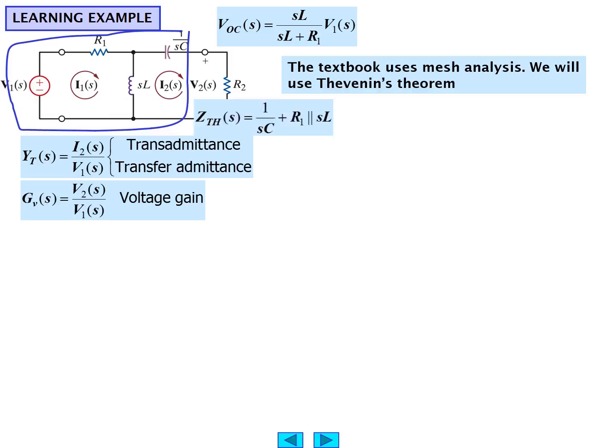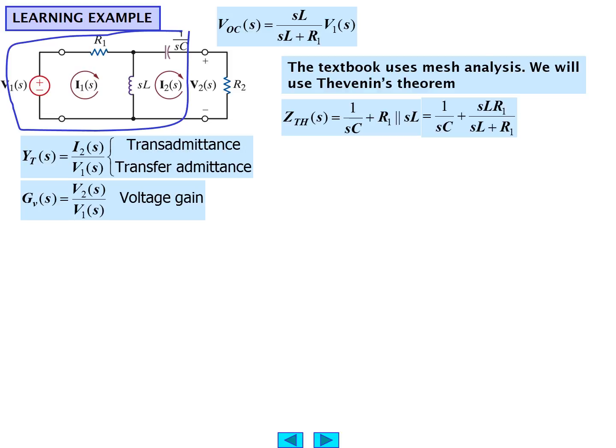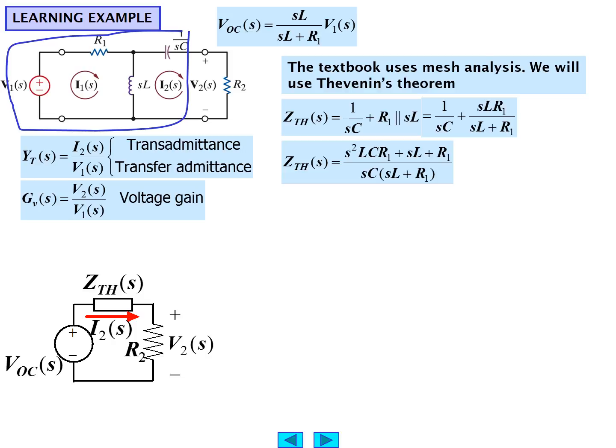It's an open circuit. The equivalent impedance then of the Thevenin equivalent circuit is the series capacitor 1 over SC, here it does participate, plus the parallel combination of R1 and SL. That is equivalent to 1 over SC plus the parallel combination becomes SLR1 over SL plus R1. Or we can straighten out that fraction by writing ZTH of S is S squared LCR1 plus SL plus R1 divided by SC quantity SL plus R1. So now we have our circuit as a Thevenin equivalent, which is a good way to solve the circuit.